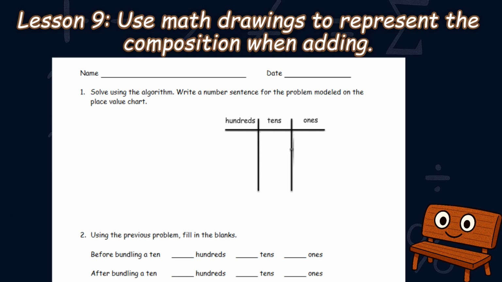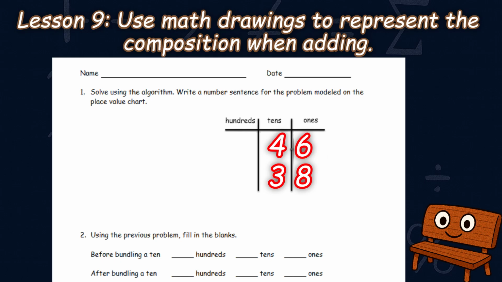In Lesson 9, we are going to be using math drawings to represent the composition when adding. So we're going to be modeling addition on a place value chart, and we have to describe what happens before and after we bundle a 10. If we start with the problem here, 46 plus 38, we have 4 tens and 6 ones, and we're expected to add 3 tens and 8 ones. This will be very similar to what we just did in Lesson 8 the day before.